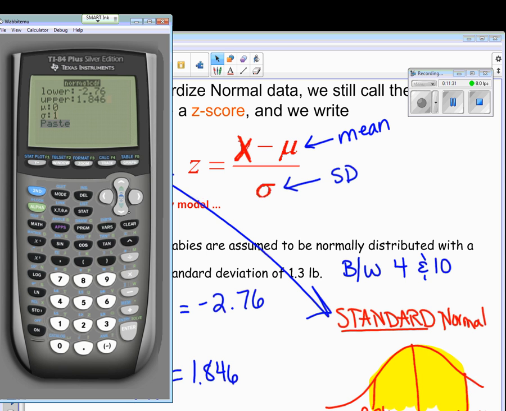We'll come down here, we'll paste, and we get about 96%. Isn't that about what we estimated anyway? Looking at the empirical rule, right? About 96%. So 0.9647. Okay, I agree with that.